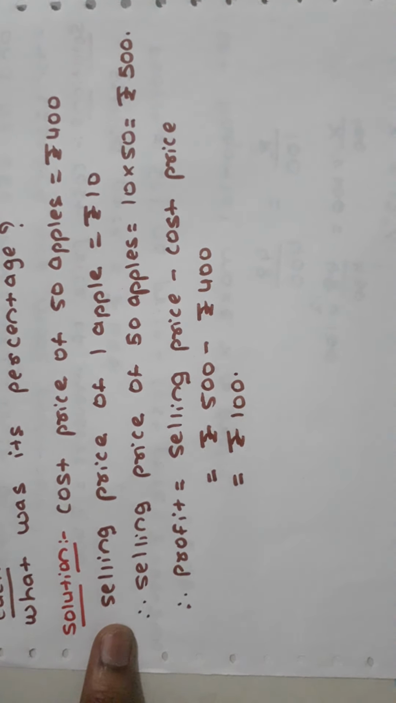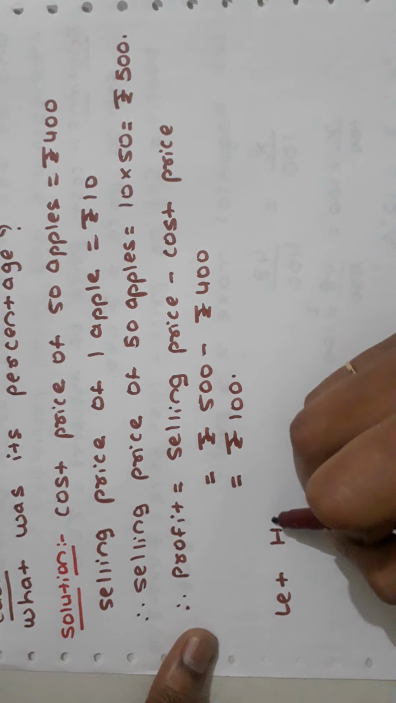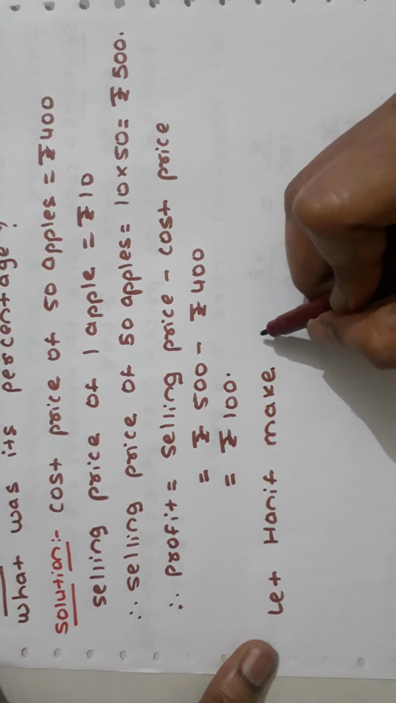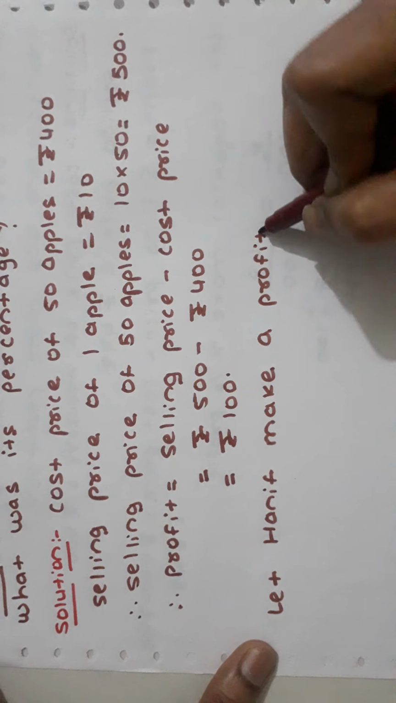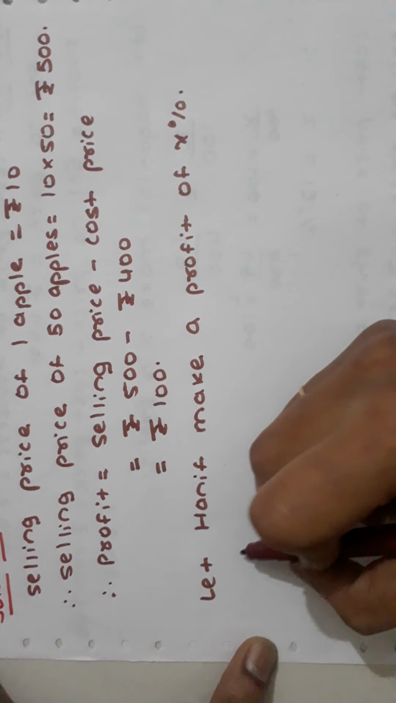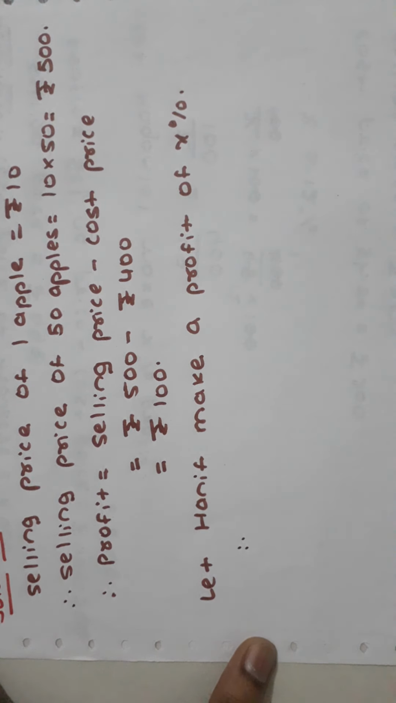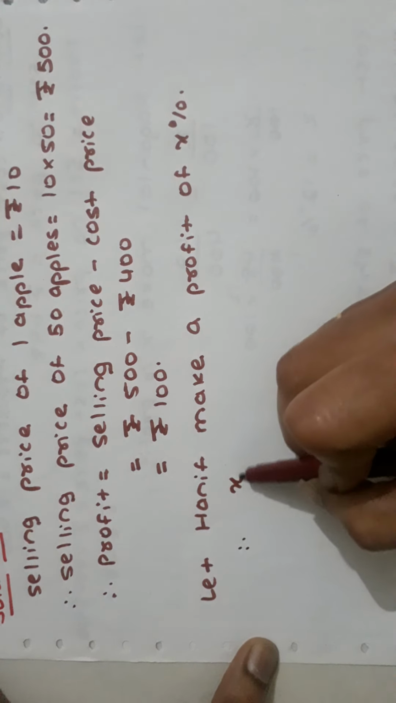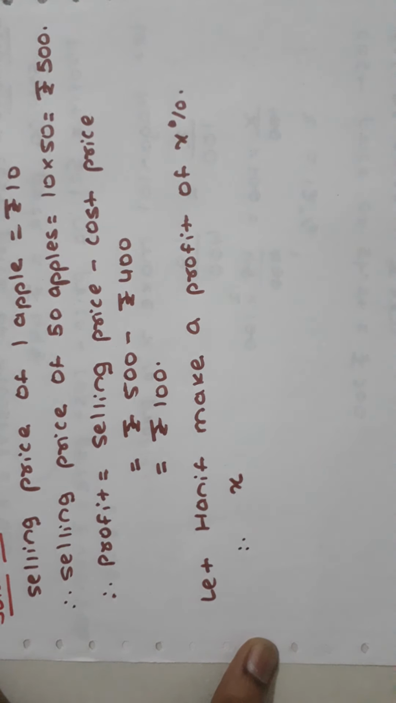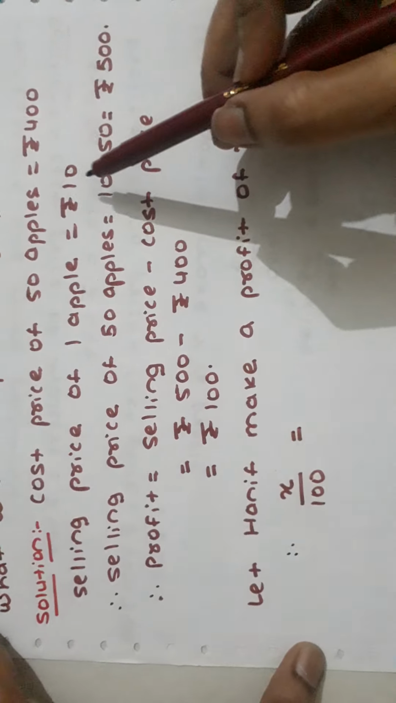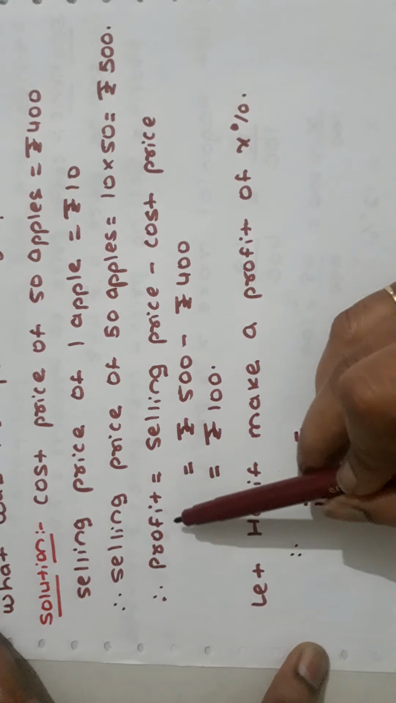Now we have to find the profit percentage. We will use the same method as above. Let Hanif make a profit of X%. We have to find the value of X. So we will compare the profit to the cost price. X% means the profit is X on a CP of rupees 100. So for profit of X, the CP is 100 rupees, and this is equal to, for a cost price of rupees 400, the profit is 100.